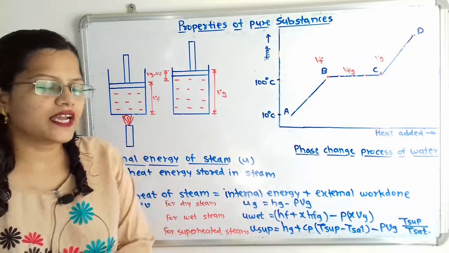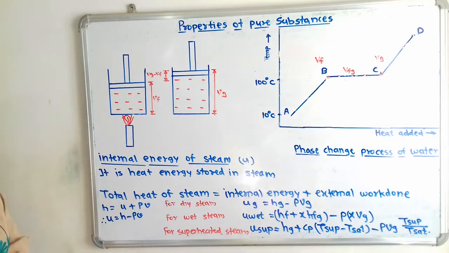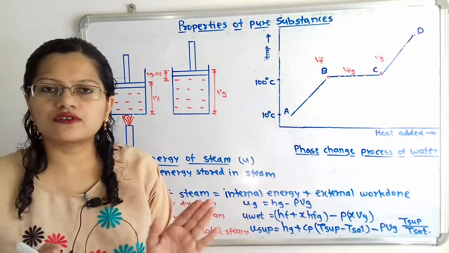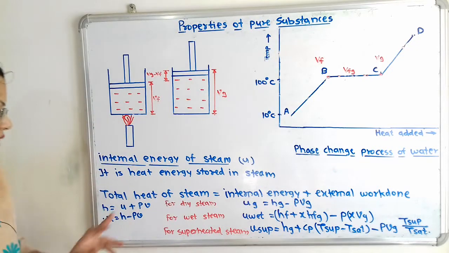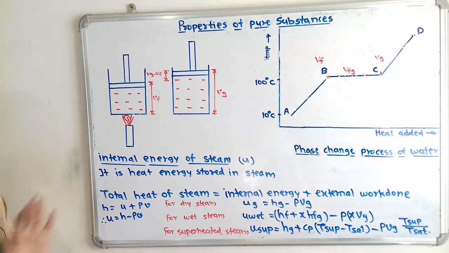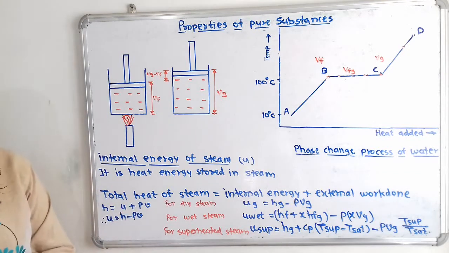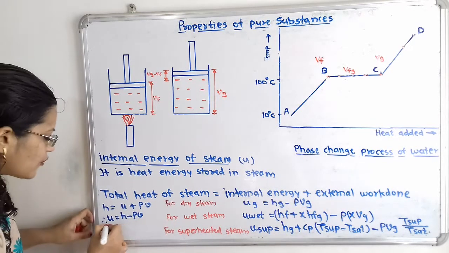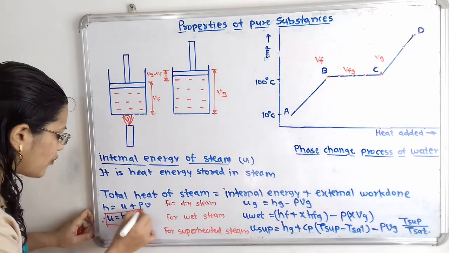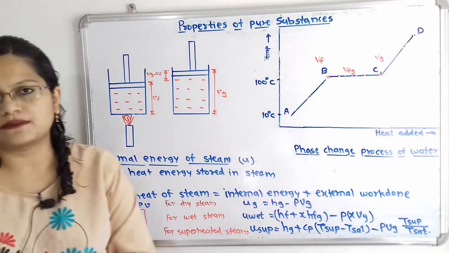This internal energy is known as U, and this external work done, we know, is pressure multiplied by specific volume, and total heat is H. So we can say the formula is H is equal to U plus PV. We can also write U, that is internal energy, is equal to H minus PV. So this is the formula that we have to use for the internal energy of steam.